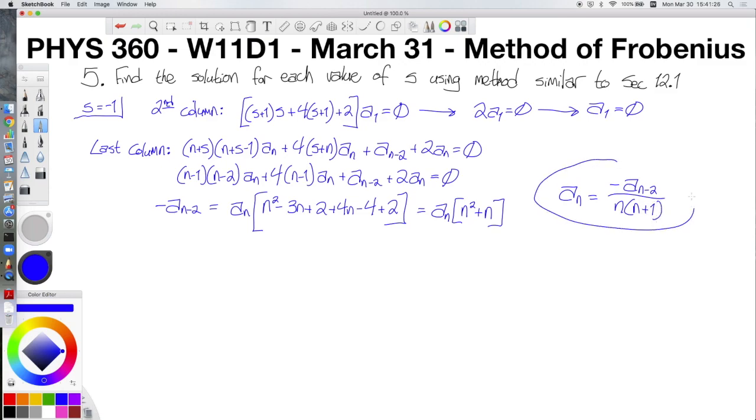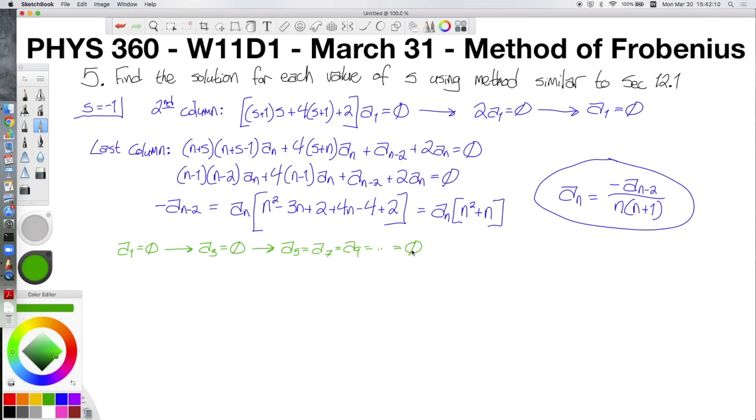So now we have our general relationship between our coefficients, and we can actually go about the trouble of figuring out what our actual solution looks like here. So let's go through that. We know a1 equals 0. So when we try to think about a3, well, a3 will equal negative a1 divided by something. But since a3 depends on a1, a3 will also be equal to 0. And so will a5 and a7 and a9 and so on and so on. All of our odd numbered a's will be 0.